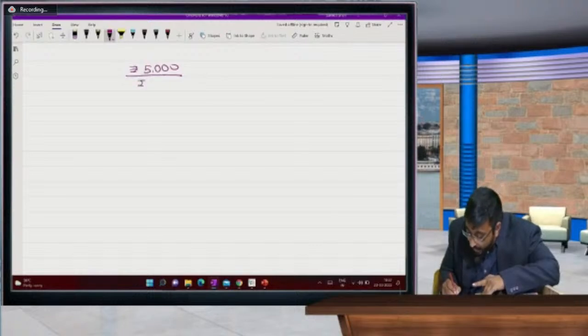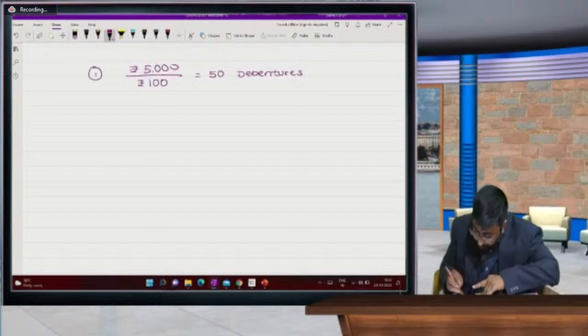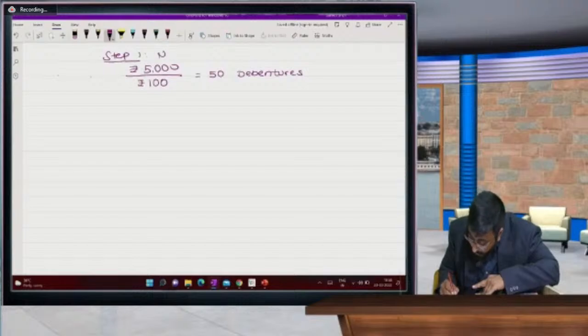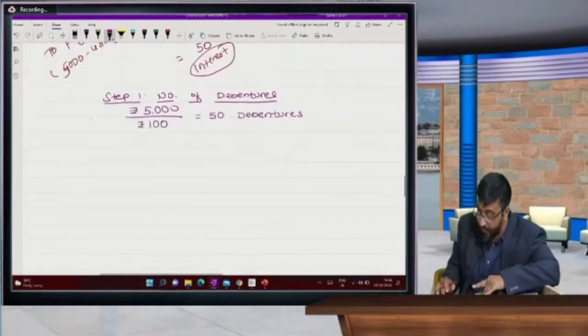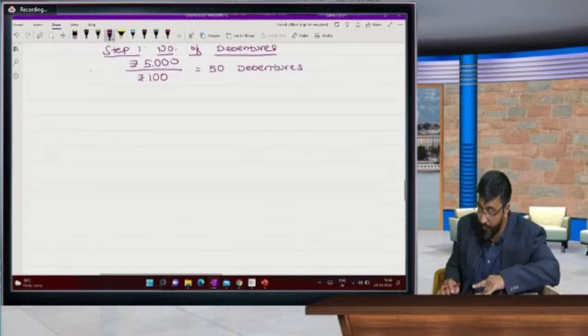So, beta, one debenture is of 100. So, how many debentures are there? 50 debentures. Okay. So, this is step 1. What is step 1? Number of debentures. You can write it. Number of debentures. Don't write this in exam. This is understanding, beta. This is only your understanding. Okay, 50 debentures.